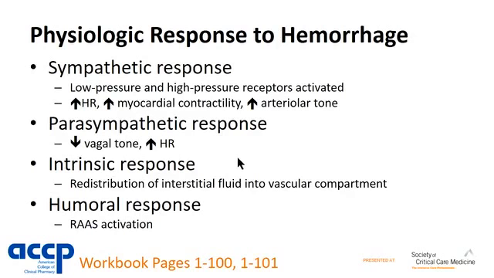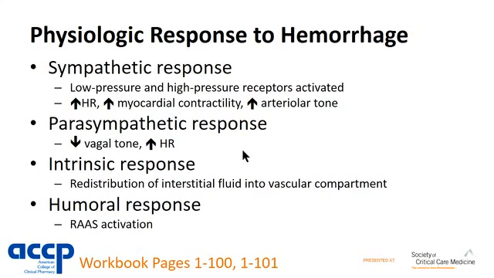So upon presentation or upon development of hemorrhage, there's a multifactorial physiological response in terms of how the body deals with blood loss. First, immediately is the sympathetic response. You see a low pressure develop, and the high pressure receptors are activated. You'll see a subsequent increase in heart rate, myocardial contractility, and arterial tone. At the same time, you'll also see a parasympathetic response, which reduces the vagal tone but increases the heart rate, normally presented in most cases with orthostatic hypotension in patient settings.